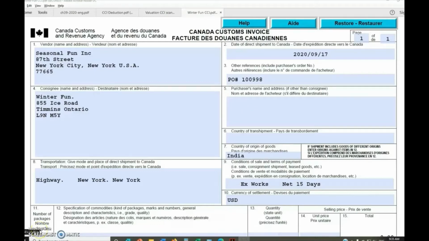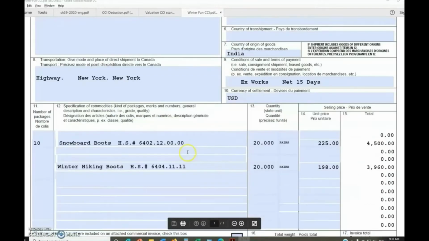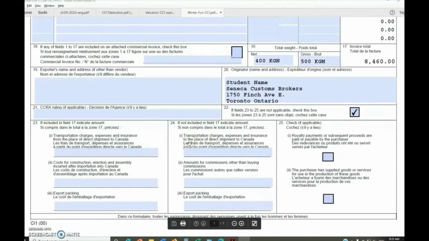Alright, so what we're going to talk about now, ITC111, is the bottom of the Canada Customs invoice. Now, up until now, when you filled out the Canada Customs invoice or you were given any particular Canada Customs invoice, you'll notice that field 22, this box, was checked. And it says, if fields 23 to 25 are not applicable, check this box. So we've been checking this box because these fields 23, 24, and 25 have not been applicable. But we want to talk about what happens when this box is not checked.